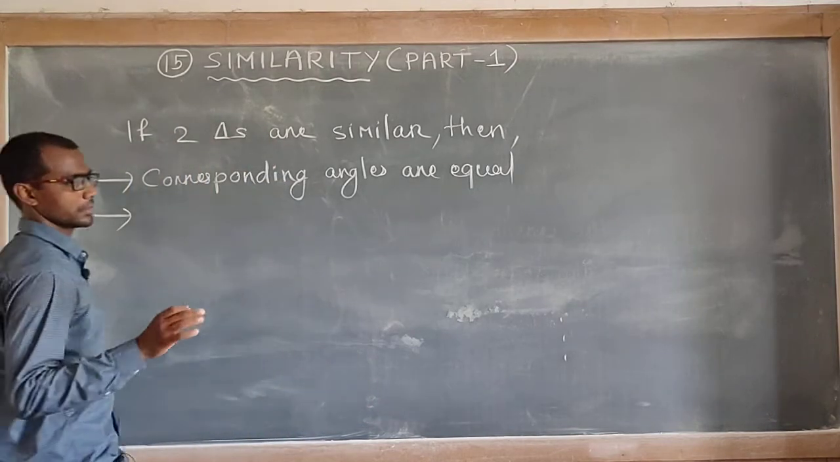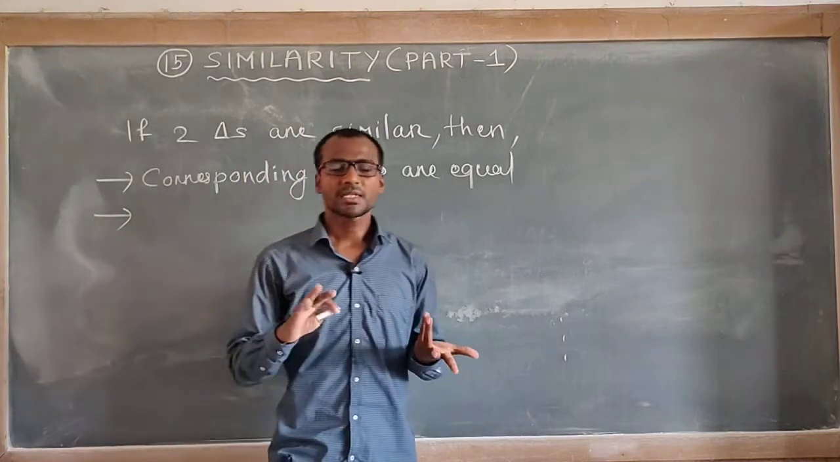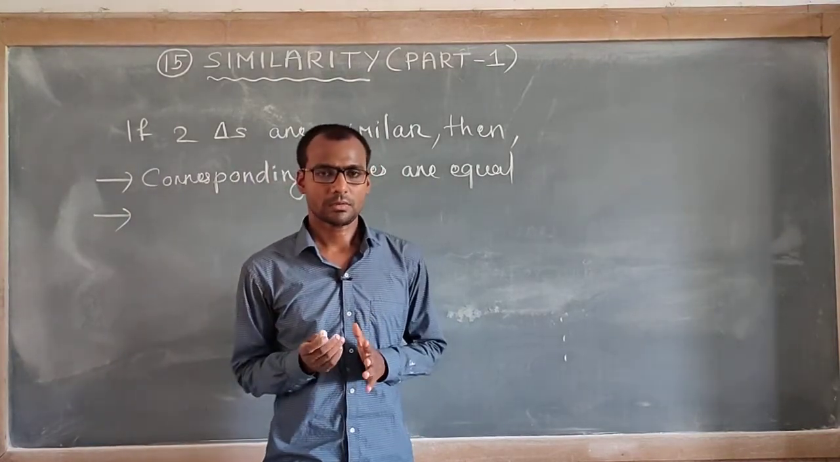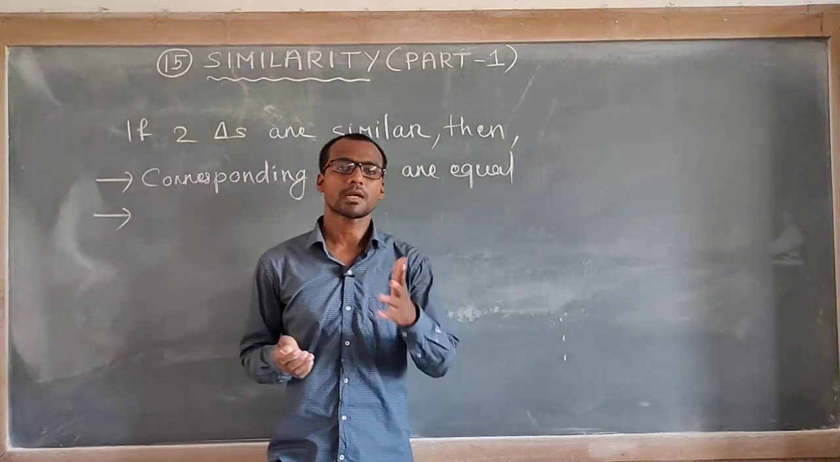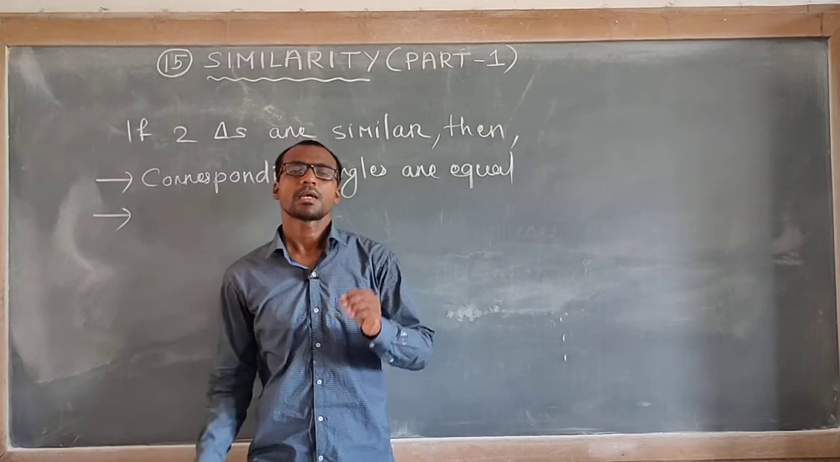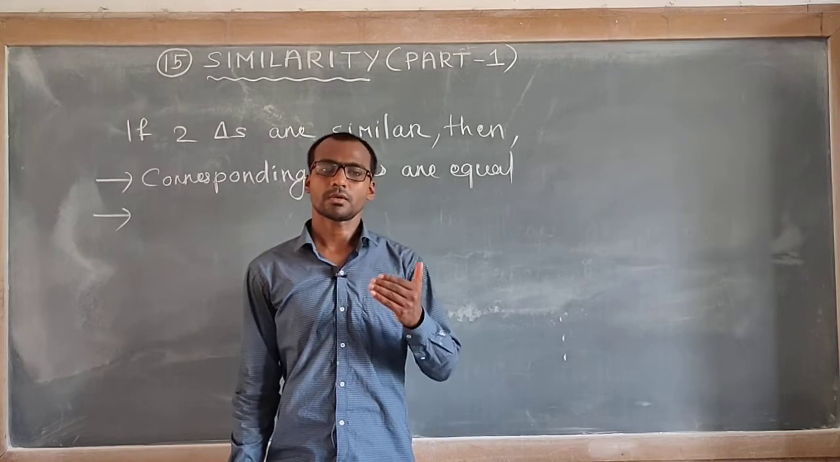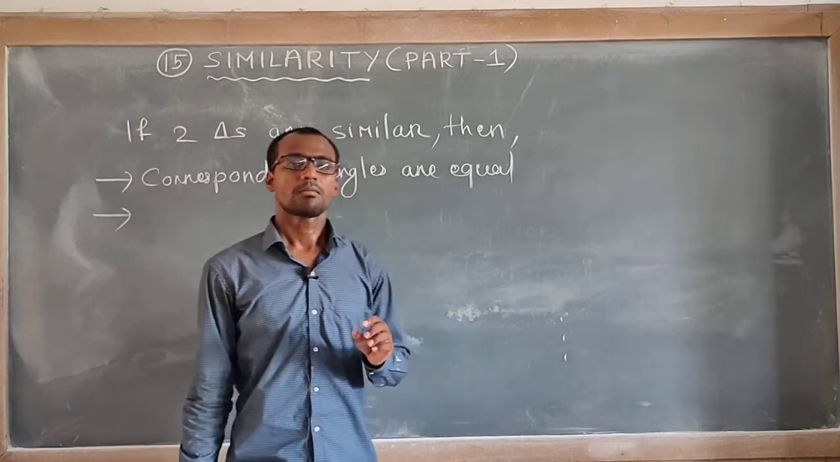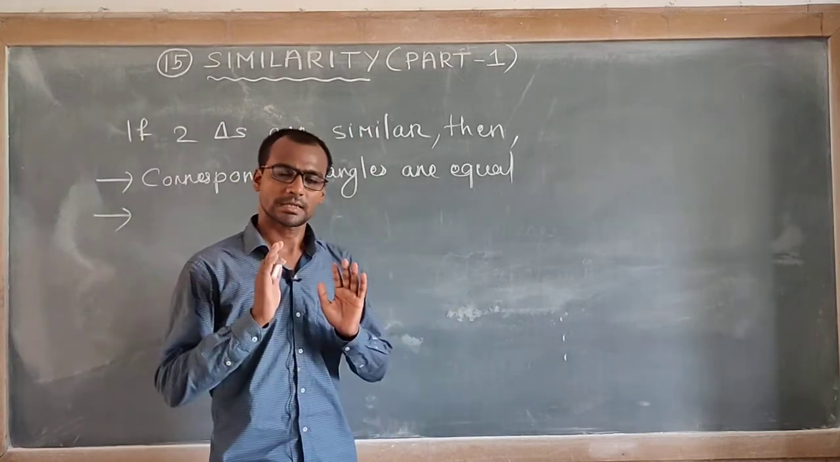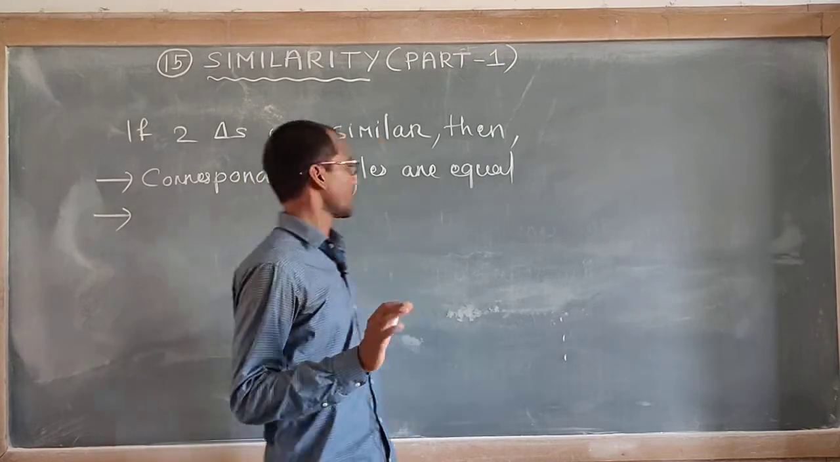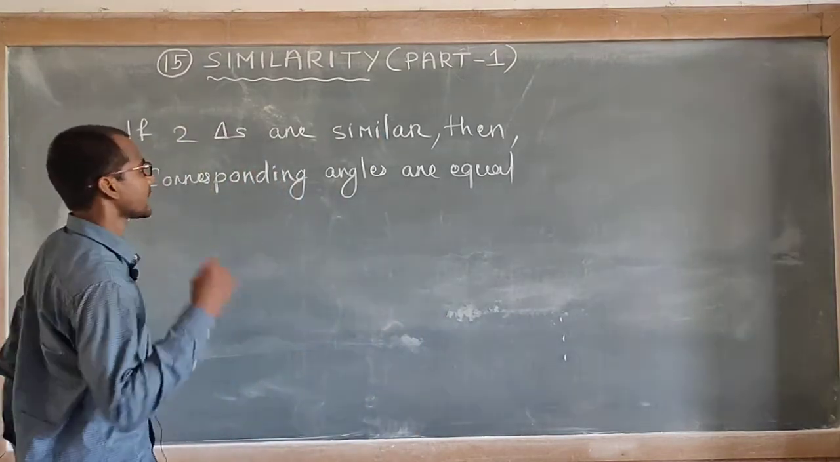Second, size may be same, may not be same. We cannot say. Don't think that if size is same, then they are not similar. If size is same, then they are similar also and congruent also. But if size is different, then they are simply similar. So let us go for the size.